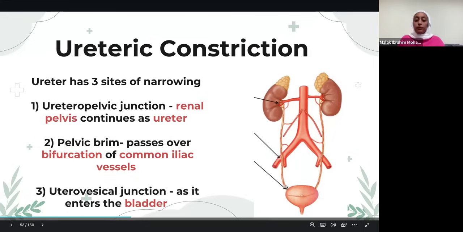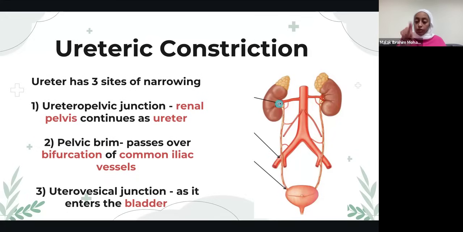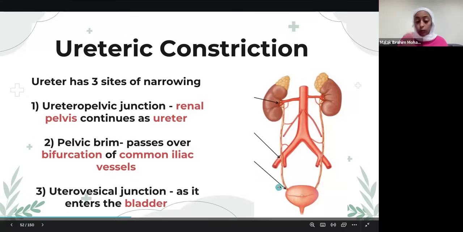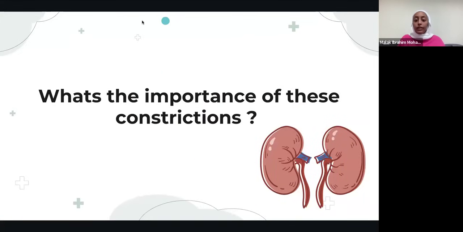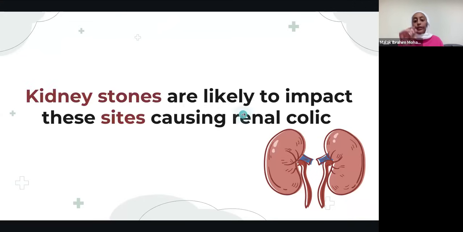So in total, 3 constrictions. Ureteropelvic, from the pelvis changing into the ureter. The one at the pelvic brim, where the common iliac divides into internal and external. And lastly, the ureterovesical, which is when it enters the bladder. Does anyone know what's the importance of these constrictions? Anyone can guess what's the importance of those constrictions? Yes, perfect, mashallah. It's the most common site for renal colic, which is the renal stones.